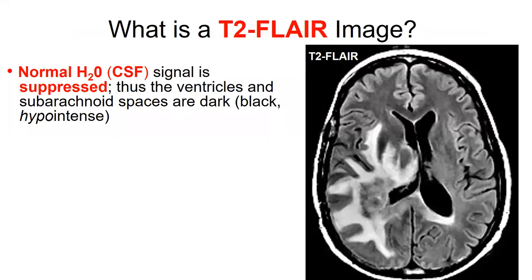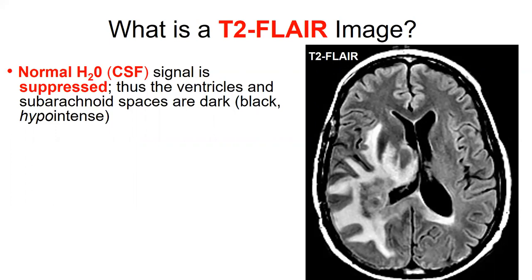Okay, last sequence. What is a T2 flare? Fluid attenuation inversion recovery. Think of it this way. T2 flare suppresses the normal water signal, leaving only the abnormal water signal. So normal water, cerebrospinal fluid in the ventricles, in the subarachnoid space will be suppressed, taken out of the equation, leaving only the abnormal water, which would be vasogenic edema. It could be diffuse glioma. It could just be vasogenic edema around a metastasis, etc.